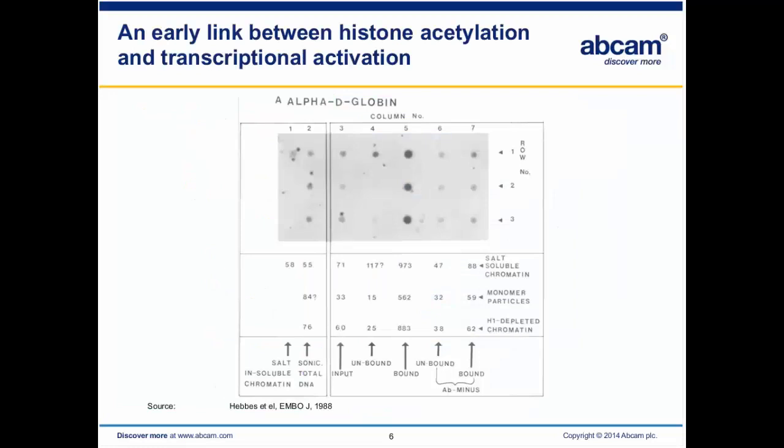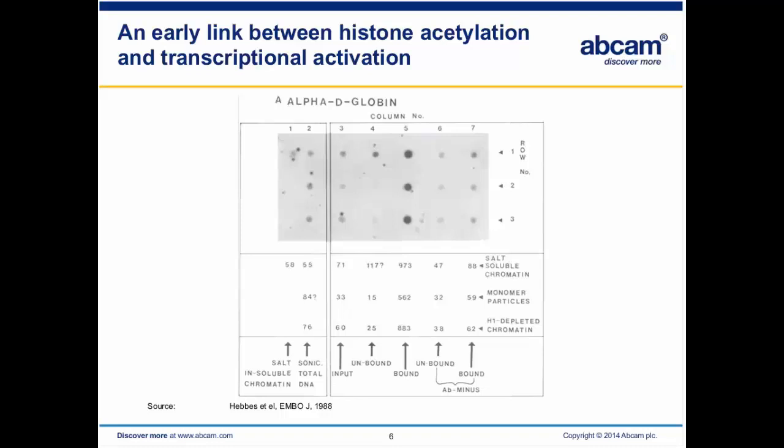So now that we're familiar with ChIP, I'd like to present an early ChIP experiment from 1988 that was one of the first studies to identify a link between histone acetylation and transcriptional activation. Here, the authors developed and characterized an antibody raised in rabbit that was specific for acetylated histone H4.